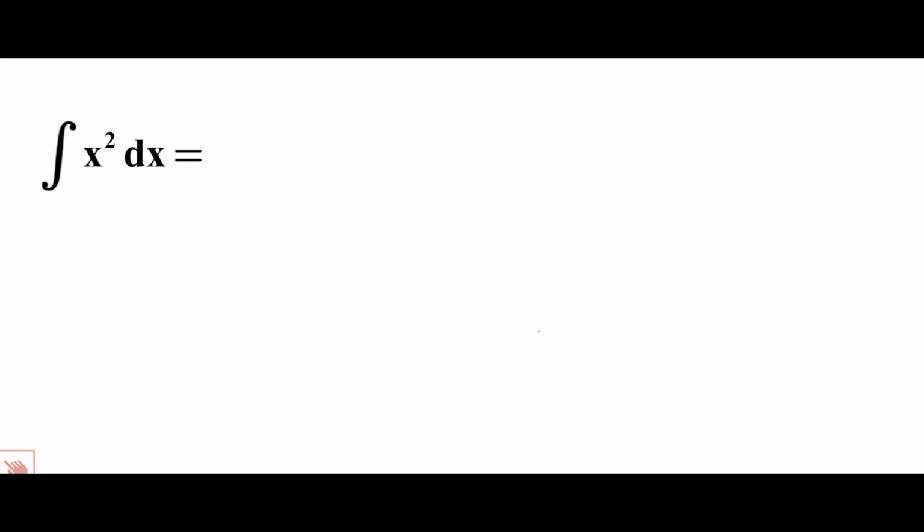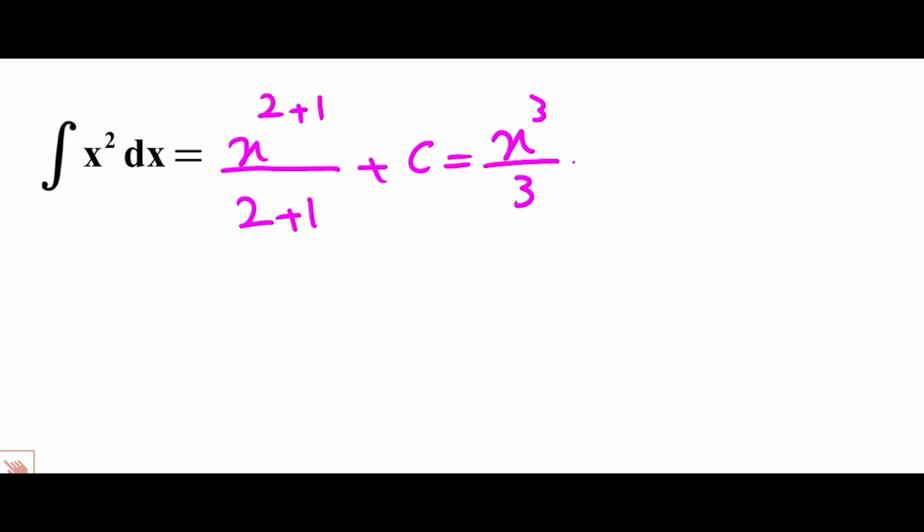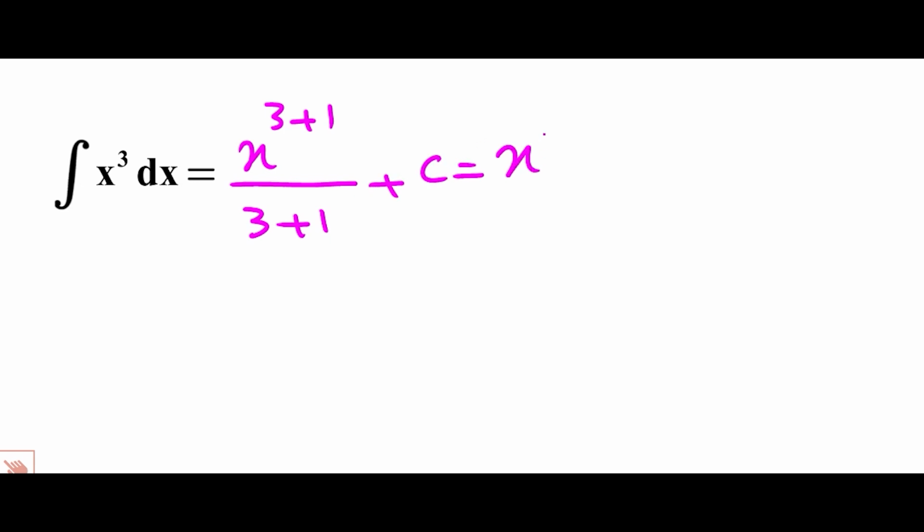Or the integral of x squared dx equals x to the 2 plus 1 over 2 plus 1 plus c. So we have x cubed over 3 plus c. Or the integral of x cubed dx equals x to the 3 plus 1 over 3 plus 1 plus c. So we have x to the 4th power over 4 plus c.